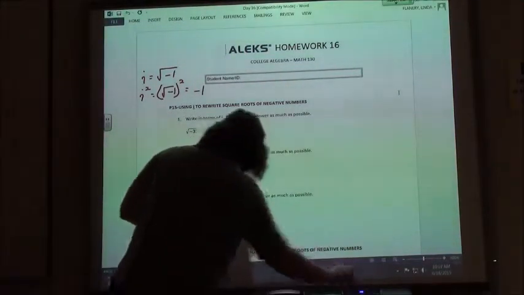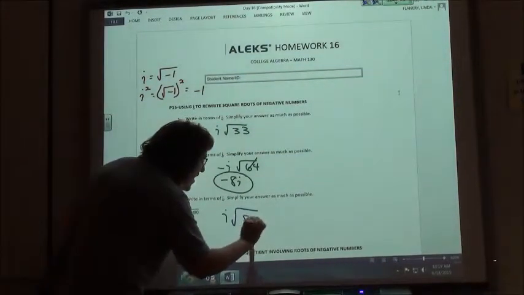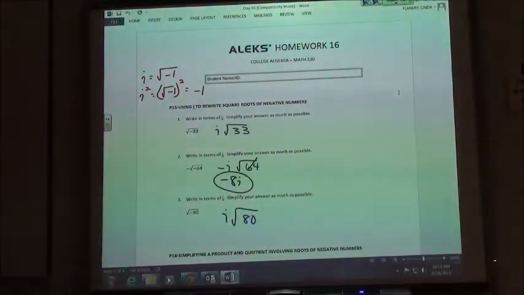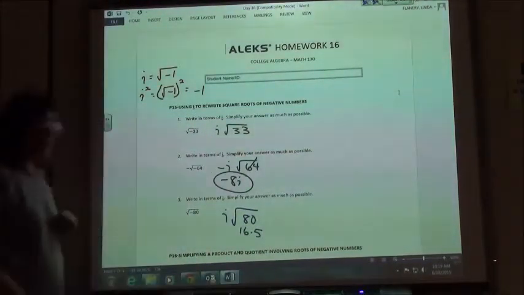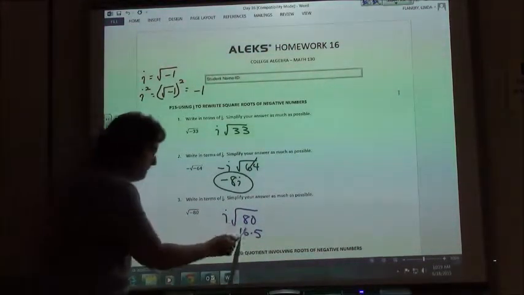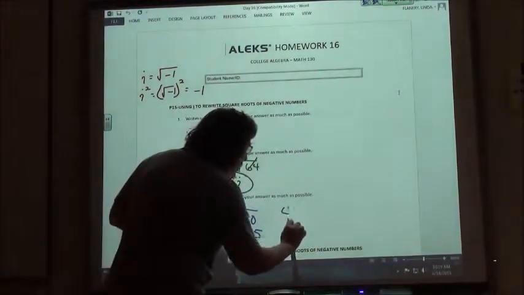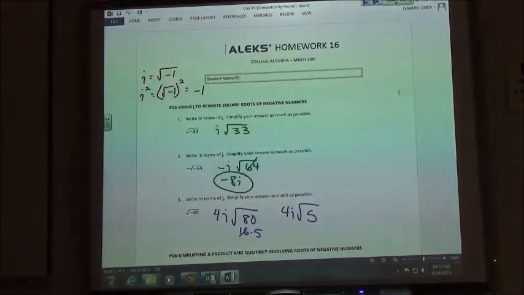So number 3, again, I'm going to take my i out and make it i square root of 80. 80 does have a factor, or more than one factor, that's a perfect square, but what's the biggest factor that is a perfect square? 16. I can make this 16 times 5, right? Square root of 16 is 4. So I'm going to get 4i square root of 5, and now I have it simplified.